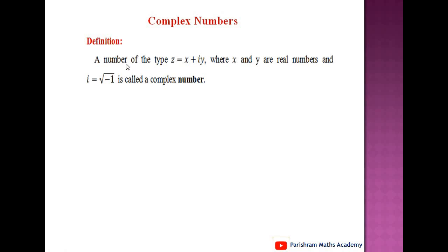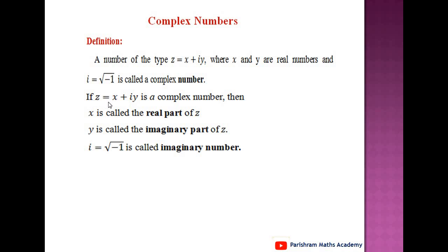Now the first topic is complex number. Definition of complex number: a number of the type z equal to x plus iy, where x and y are real numbers and i equal to root of minus 1, is called a complex number. That is, a number of the type z equal to x plus iy. Here x and y both are real numbers. This type of number is called a complex number.